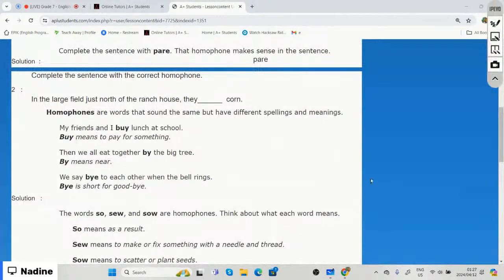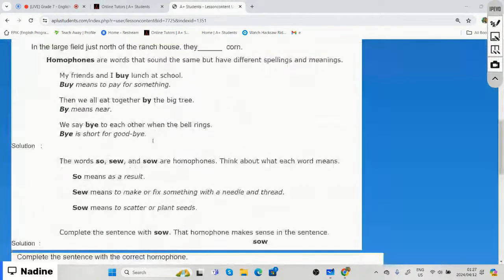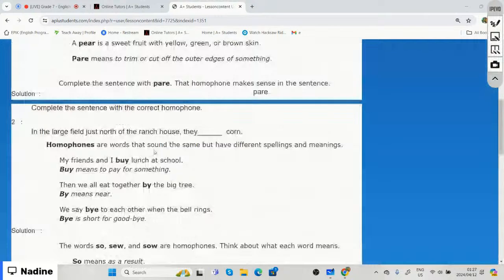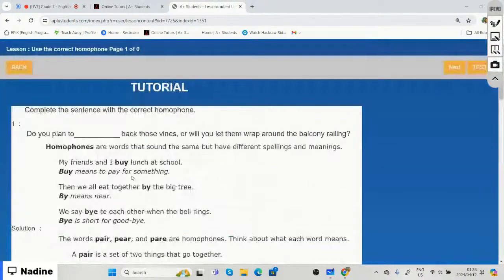All right. So once again, homophones are words that sound the same, but they have different spellings as well as meanings. It says in the large fields just north of a ranch house, they sow corn. Which means that they're putting the seeds of the corn in the field and they're going to plow. They're going to see that the ground is nice, enough soil, enough water in order for that to grow. All right, let's go to our test.